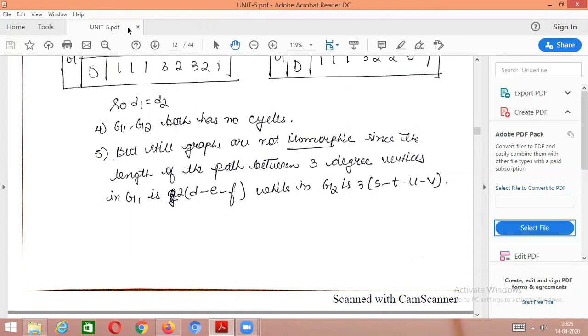So if you want to check the adjacency matrix, there you may get some difference. If they are not equal, then they are also not isomorphic. So when you are checking isomorphism, you have to check all these things. Here D to E to F is the path, and here S to T, T to U, U to V. So here we are getting some difference, therefore they are not isomorphic. Even though the number of vertices is the same, the number of edges is the same, and the degree sequence is also the same, the path is not the same, therefore they are not isomorphic.